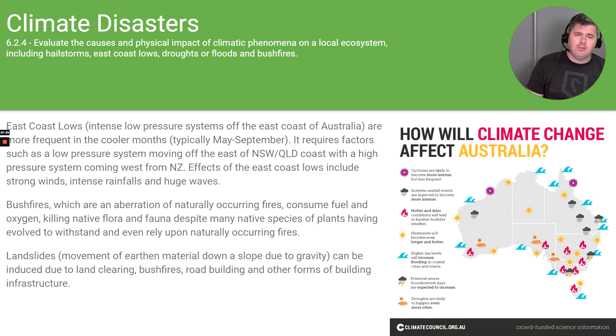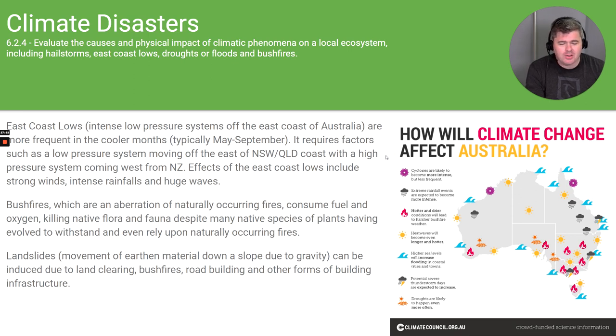But if we want to improve conditions, we have to understand what caused these events to occur in the first place. So, the East Coast lows, which are intense low pressure systems off the east coast of Australia, are more frequent in the cooler months, typically from May to September.